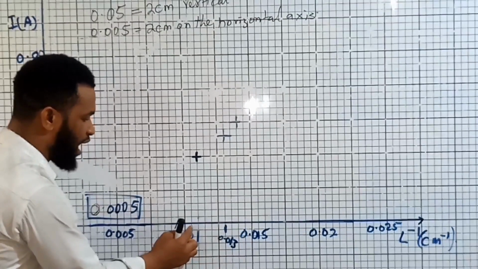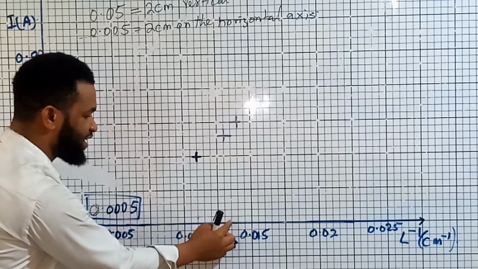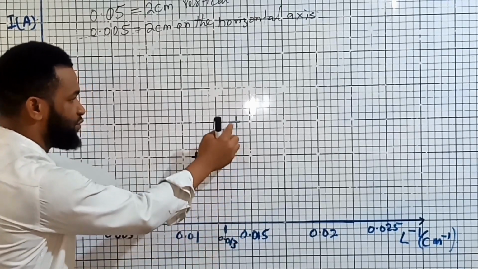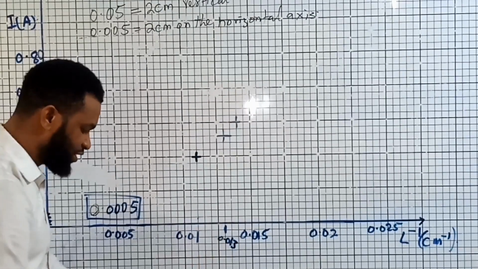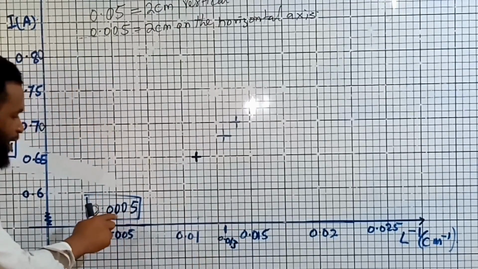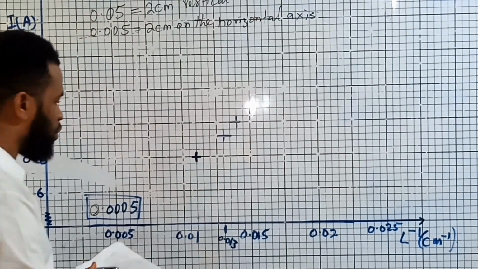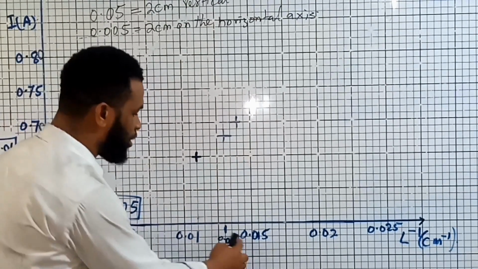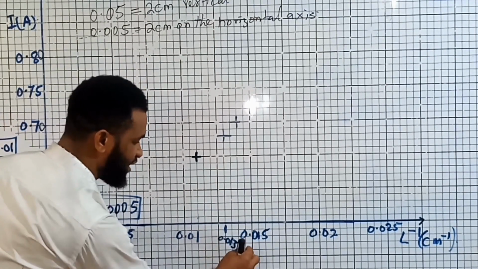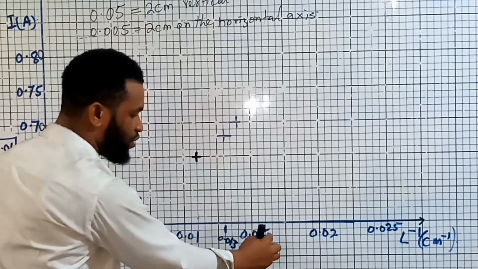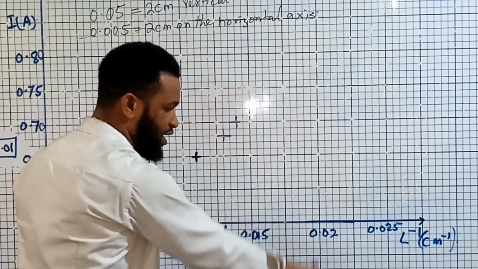This is 1, 2, 3, 4, 5, 6, 7, 8. This is where it is. So to get it, you say 0.0005 times 8, adding it, then the next thing you're going to do is 0.17. This 0.17 cannot fall between here and here. This is 0.015. So we are looking for 0.17 somewhere here.